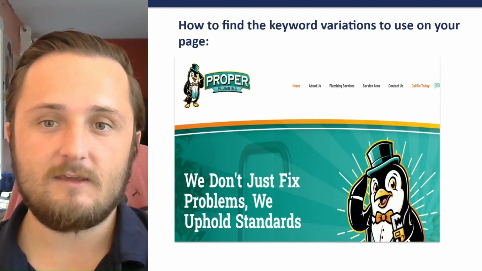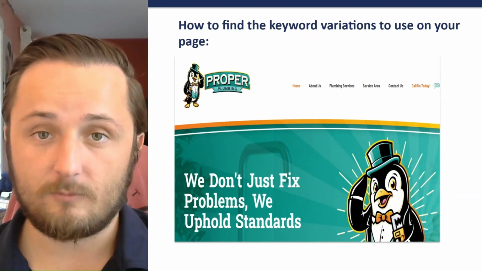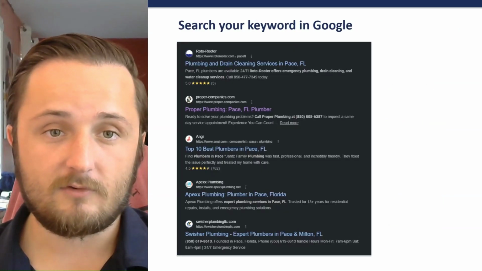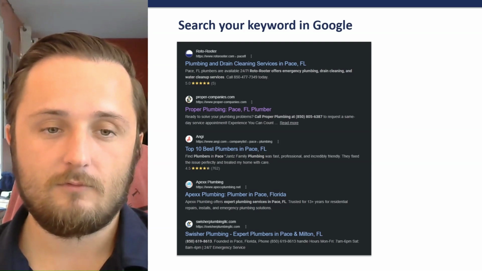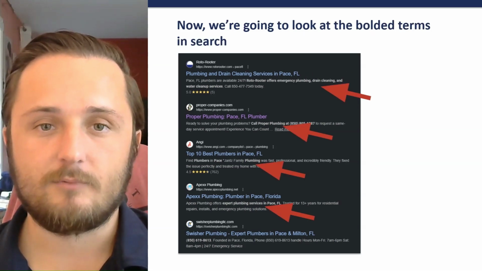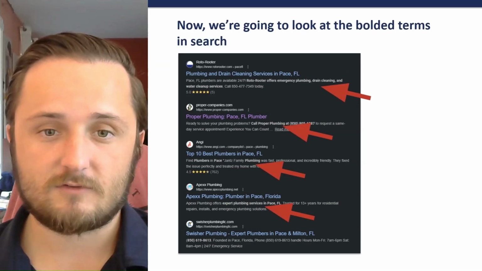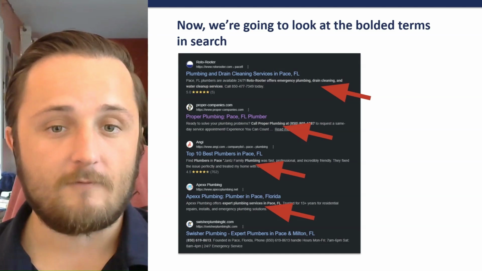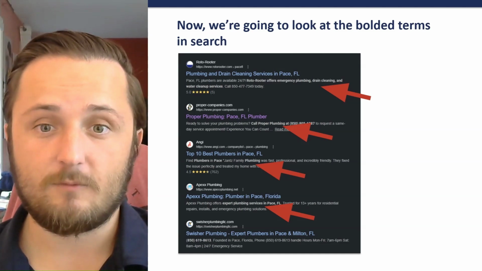How to find the keyword variations to use on your page. So what we're going to do is search our keyword in Google. Now we're going to look at the bolded terms in the search. So here we can see "offers emergency plumbing." So that's a keyword variation.